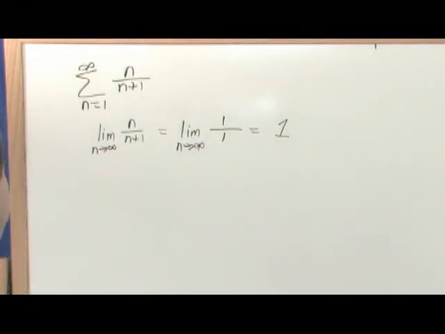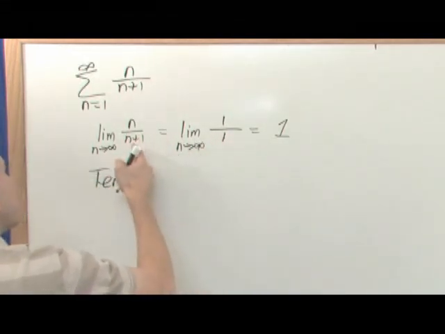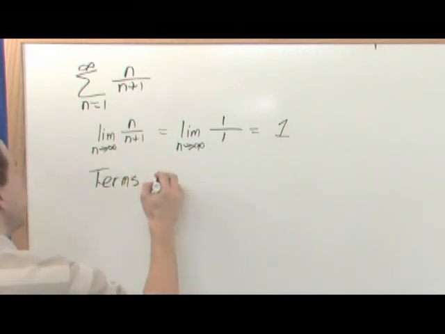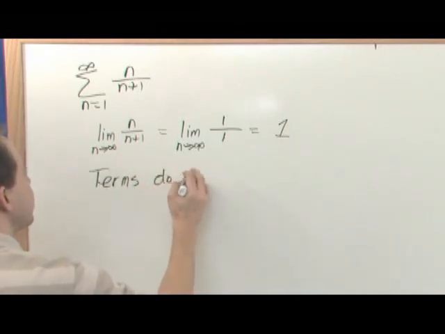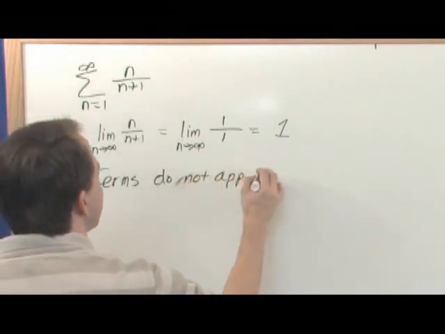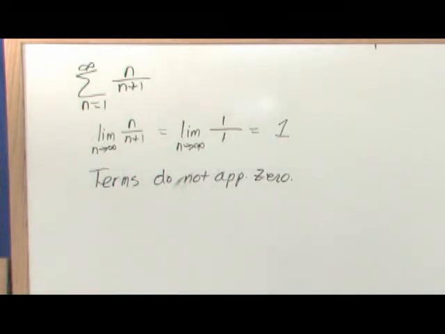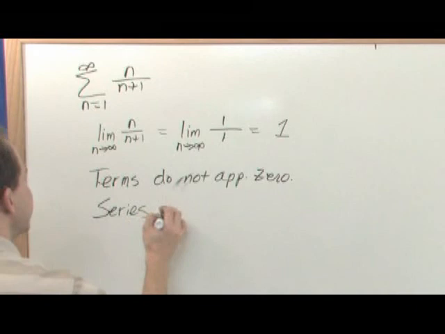So these terms, per the theorem before, the terms, which are these things here that we were looking at, as you take the limit, do not approach 0. They do not approach 0. And if you look back to the theorem, and if you also just think about what a series is, it means that the series diverges.